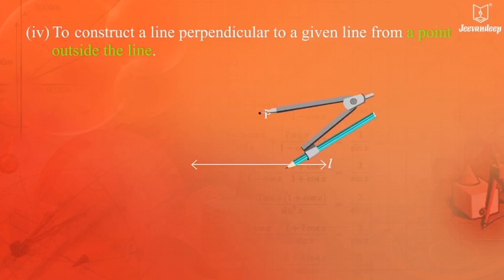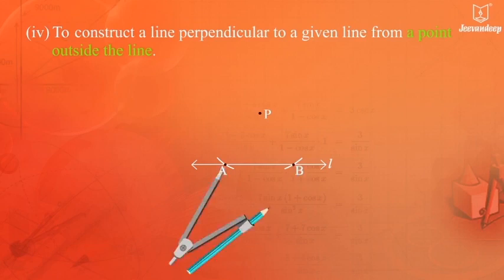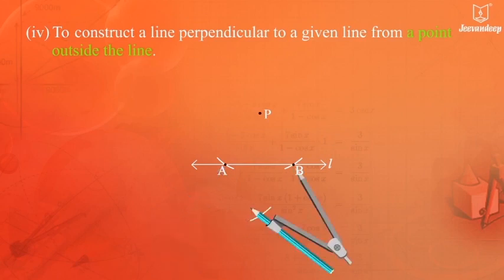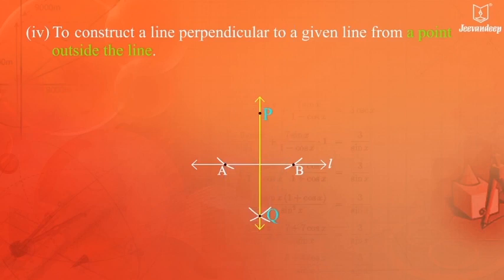4. To construct a line perpendicular to a given line from a point outside the line, draw line L. Take point P anywhere outside line L. Assuming P as the center, draw arcs on line L intersecting at points A and B. Now, assuming A and B as the centers, draw arcs on the other side of line L intersecting at point Q. Draw line PQ. Line PQ is the perpendicular bisector of line L.